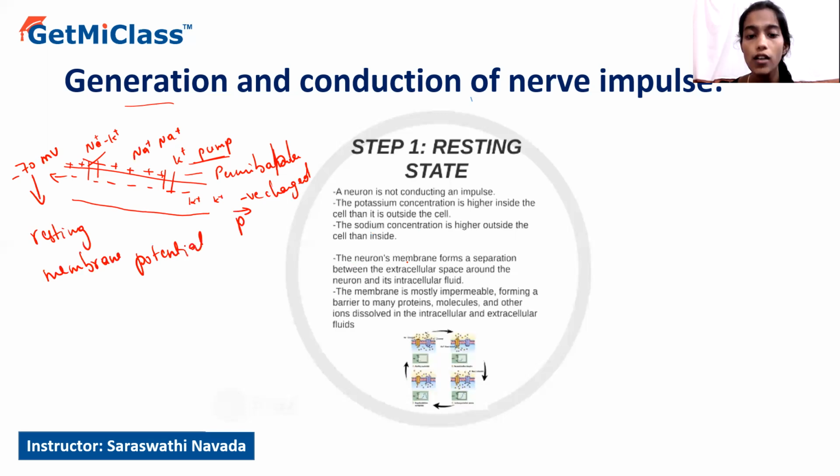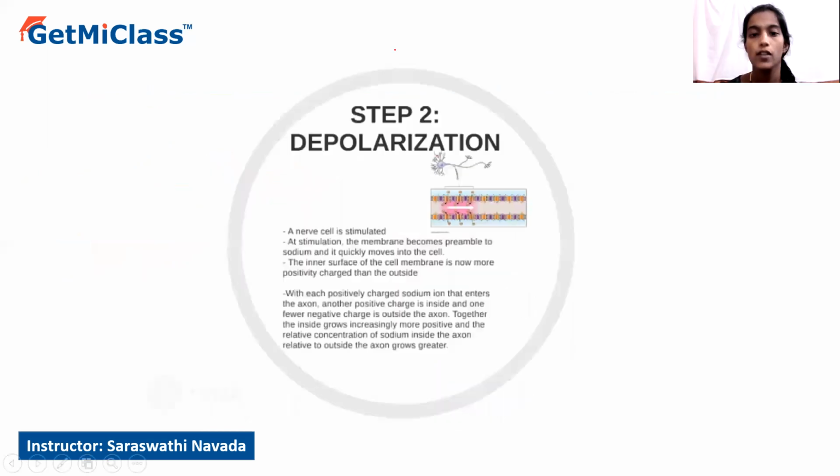Here, the neuron membrane forms a separation between the extracellular space around the neuron and its intracellular fluid, and the membrane is mostly impermeable, forming a barrier to many proteins, molecules, and other ions dissolved in the intracellular and extracellular fluids. As a result, the inner membrane obtains a net negative charge, and outside the membrane it will have a net positive charge. And next, the second step is called depolarization or generation of action potential.